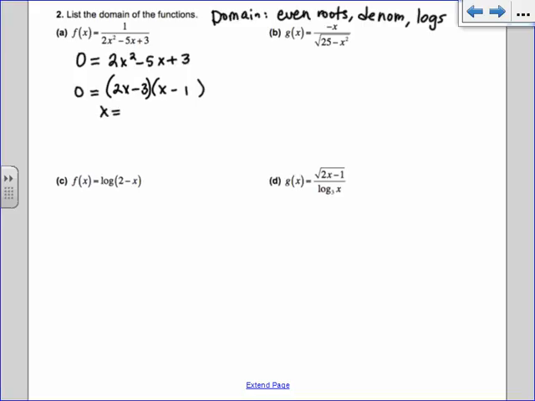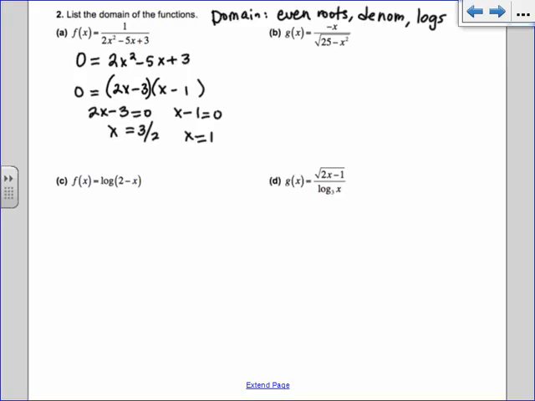All right, so we get x equals, well, let me write it out. 2x minus 3 equals 0, and x minus 1 equals 0. So we get x equals 3 over 2 and x equals 1. Okay, so those are the bad ones. Those are the ones that cannot be in the domain. Everything else works.